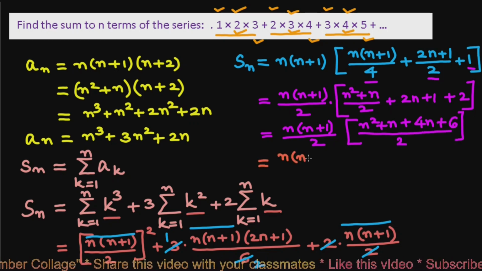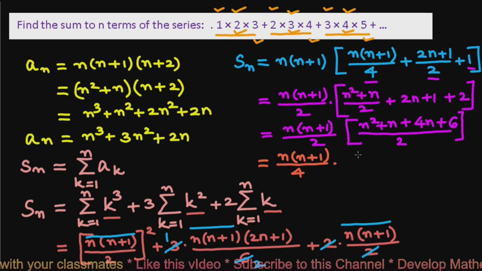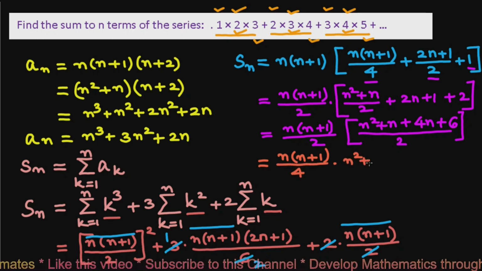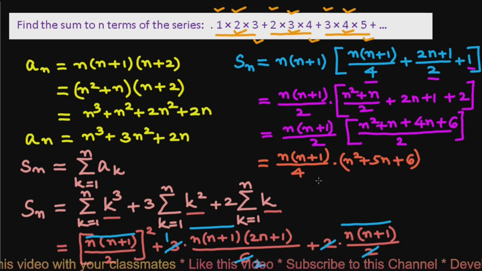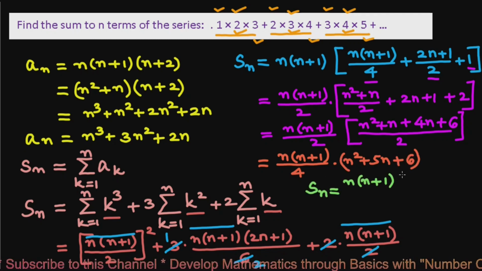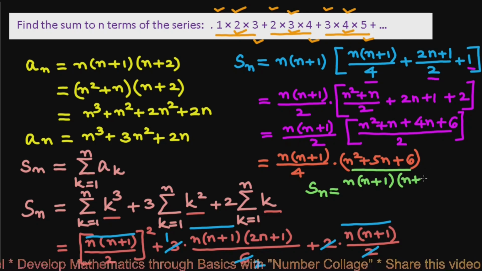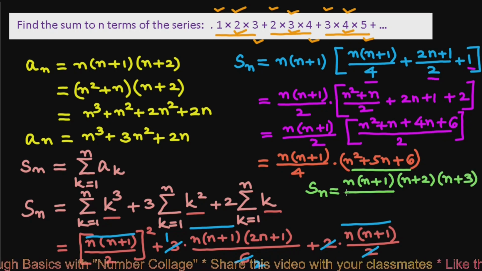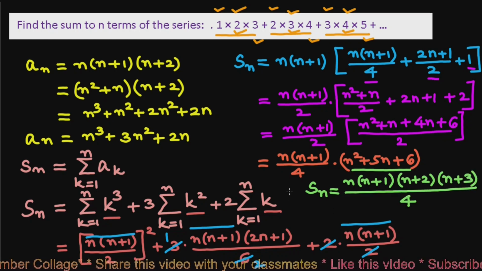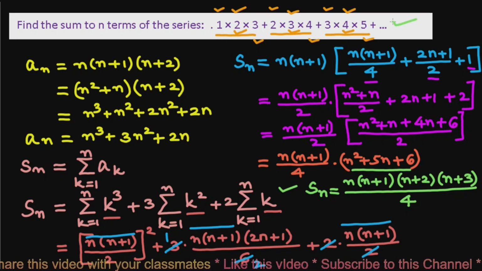This will be n into n plus 1 upon 2, 2 2s are 4, into n square plus 5n plus 6. This finally will be Sn equals n into n plus 1. Now this quadratic polynomial can be factorized as n plus 2 into n plus 3 upon this 4. So this will be the sum of first n terms of this given series.